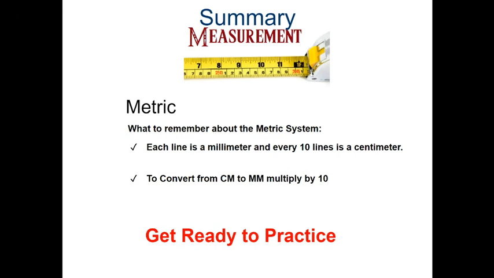So, a summary of today's lesson: what to remember about the metric system: each line is a millimeter, and every 10 lines is a centimeter. To convert from centimeters to millimeters, you're going to multiply by 10. And if you're converting from millimeters to centimeters, you will be dividing by 10. So get ready to practice.